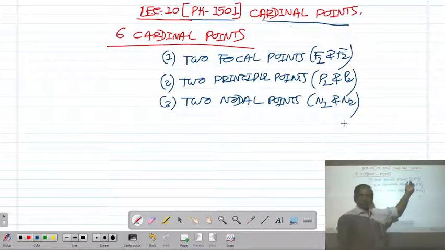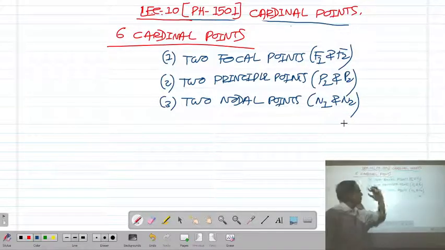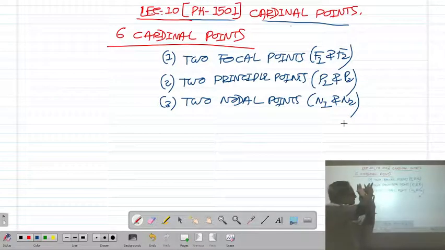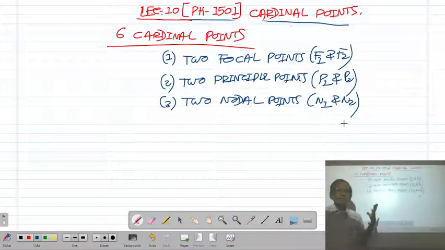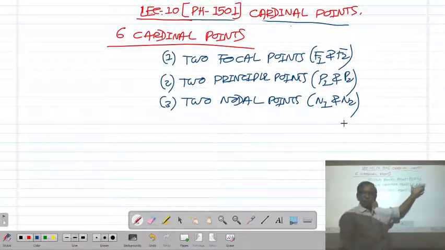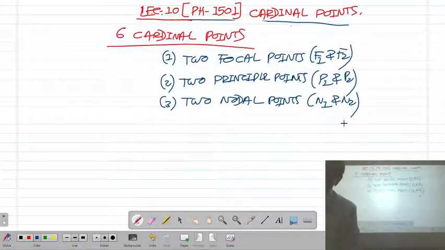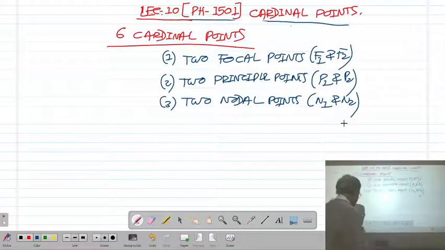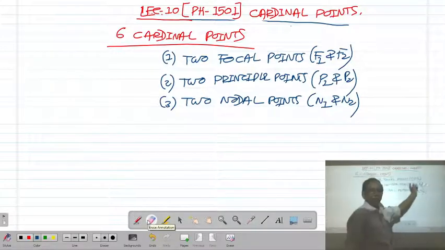There are 2 focal points denoted by F1 and F2, 2 principal points P1 and P2, and 2 nodal points N1 and N2. The combination of these 6 points is called the cardinal points of the optical system. The plane passing through the focal points is called the focal plane. The plane passing through the principal points is called the principal plane, and the plane passing through the nodal points and perpendicular to the axis is called the nodal plane. We saw this in the last lecture. So today we will study the characteristics of focal points and principal points. We start with the focal points.